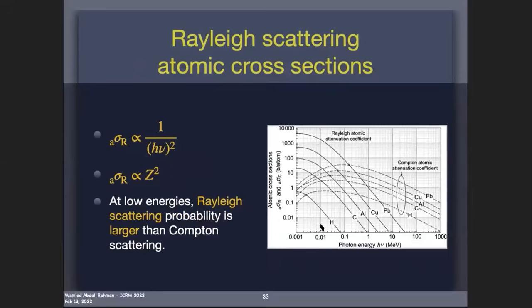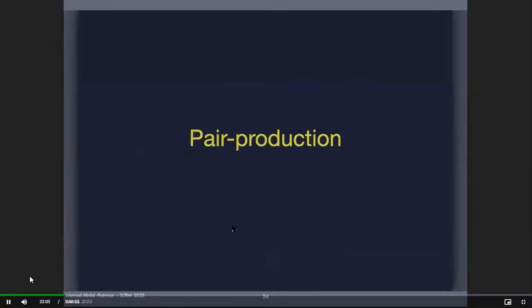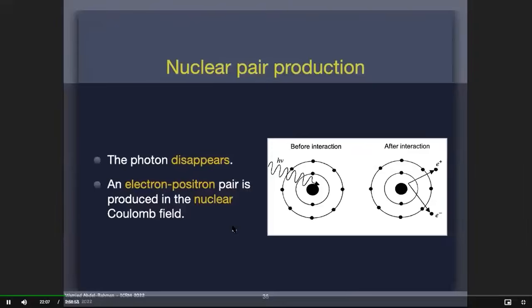And in general, at low energies, Rayleigh scattering has a higher cross-section than Compton, but at higher energies, Compton scattering has a higher probability than Rayleigh scattering. Pair production is basically when a photon interacts with the electric field of the nucleus, and in this case, the photon disappears, and an electron-positron pair is created.